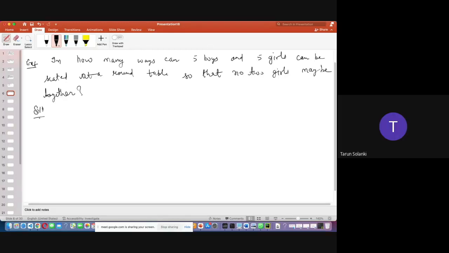So leaving one seat vacant between every 2 boys, 5 boys may be seated in 4 factorial ways. Then at the remaining 5 seats, 5 girls can sit in 5 factorial ways. So hence the number will be equal to 4 factorial into 5 factorial, right? Make a note of this.